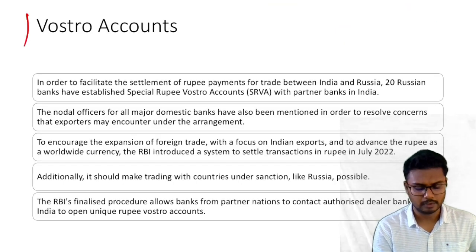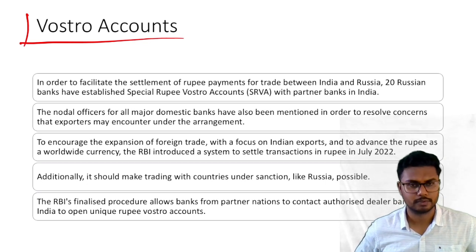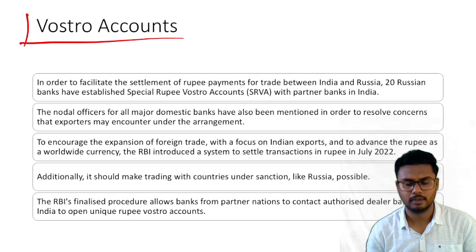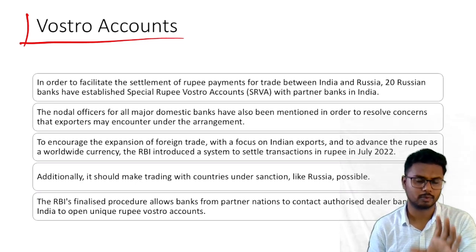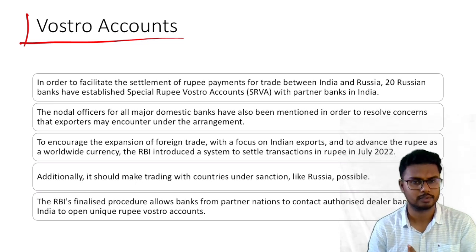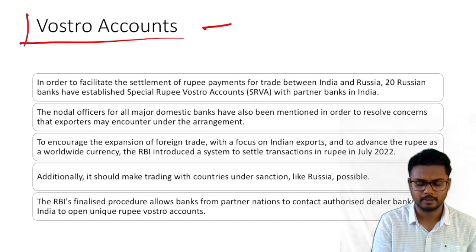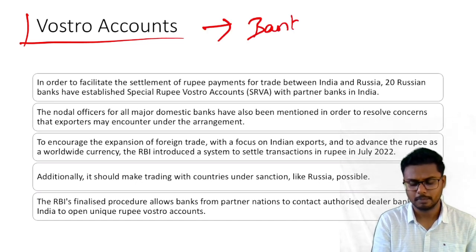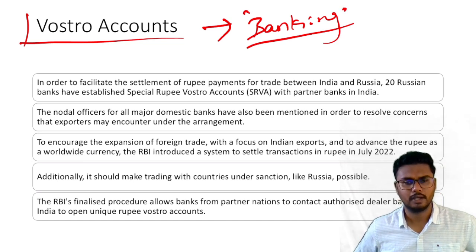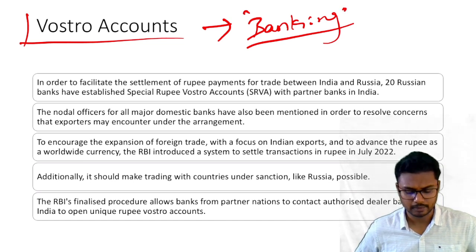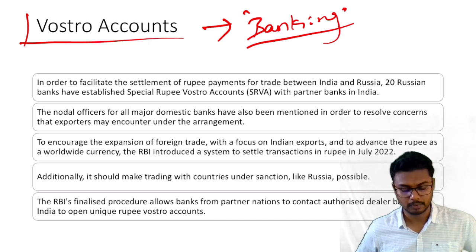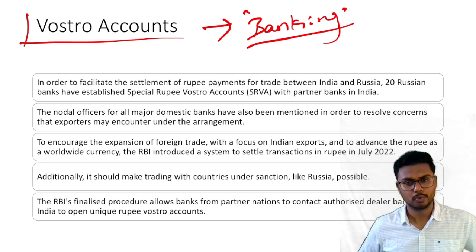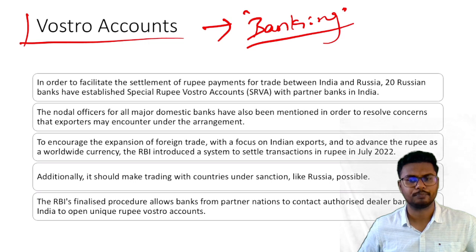Like for example, the first topic is about Vostro Accounts. See, basically it's an economics concept. It should be an economy core concept. It comes under banking, but the context was pretty simple. Recently what happened, Russia has opened 20 special Vostro accounts with partner banks in India.